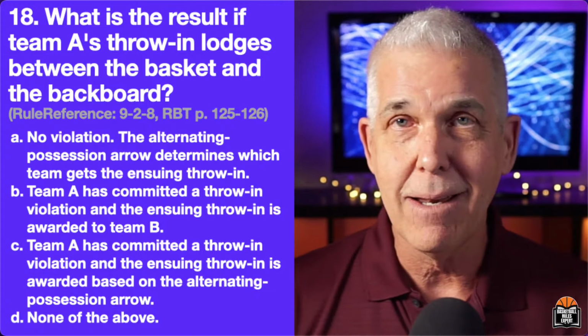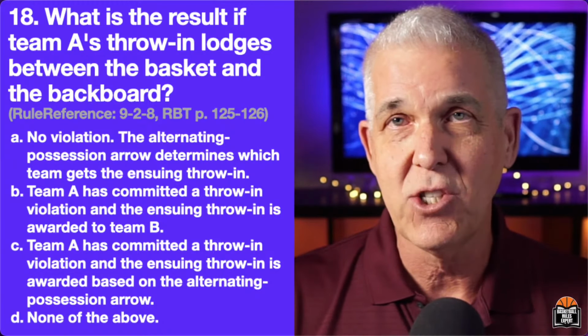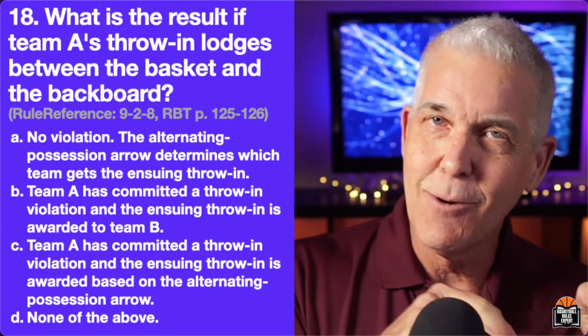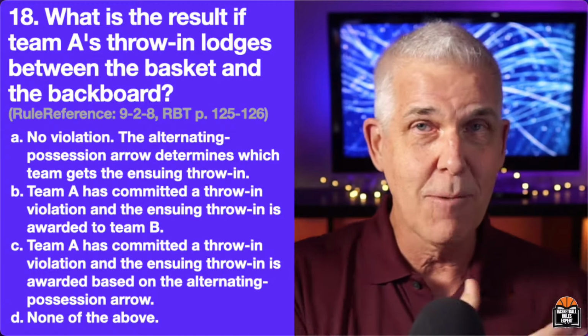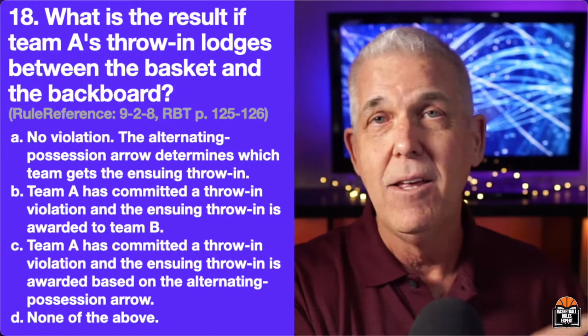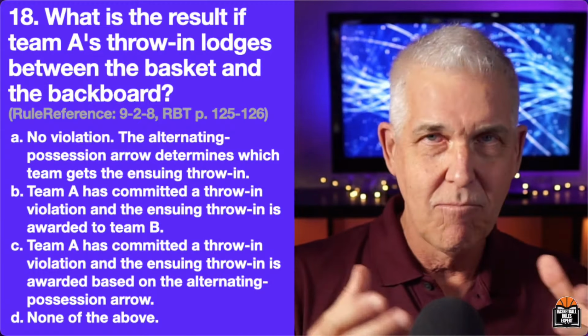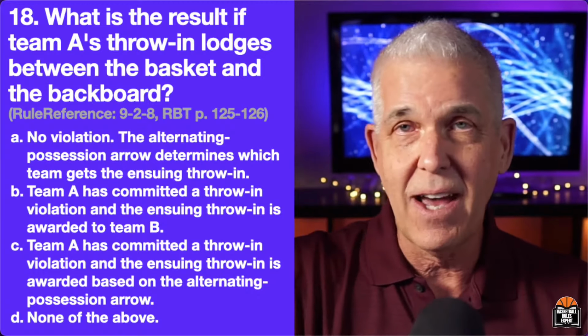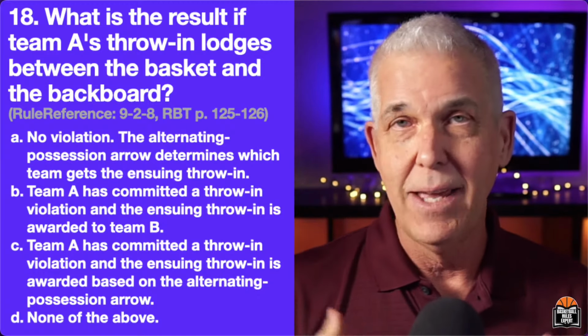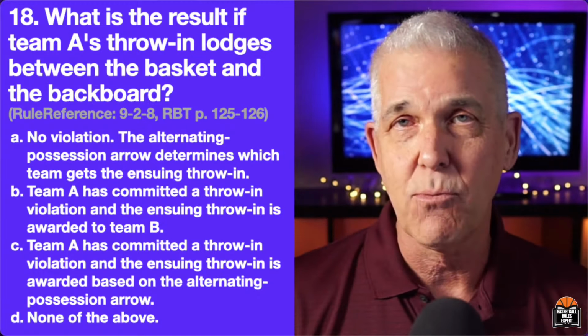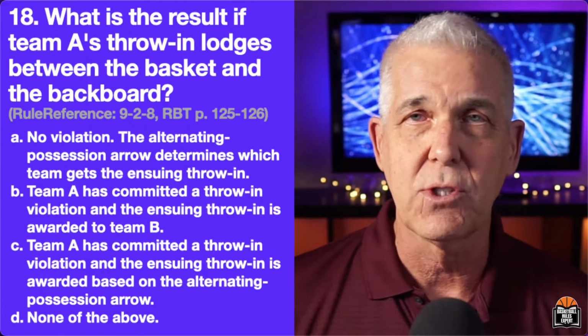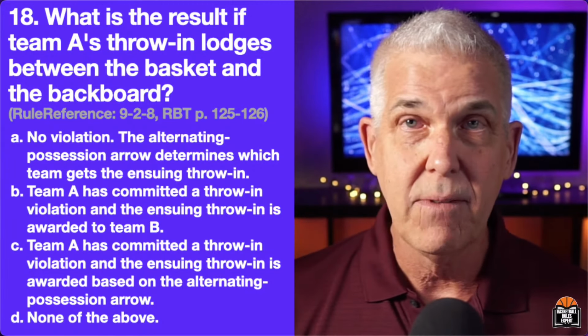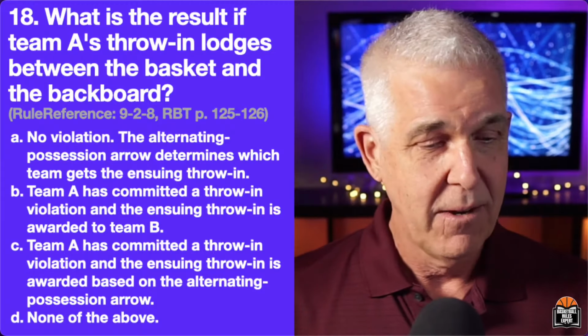What is the spot of the throw-in for a throw-in violation? Back at the original spot. The player may have thrown from the sideline, and the ball lodges in the basket. Our natural reaction is, oh, the violation occurs here. But no. Once we designate it as a throw-in violation, we go back to the original spot for the administration of the resulting throw-in.